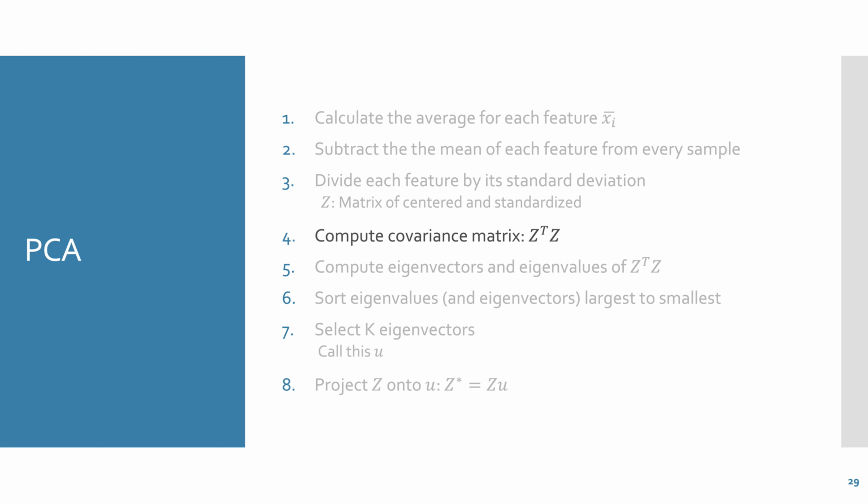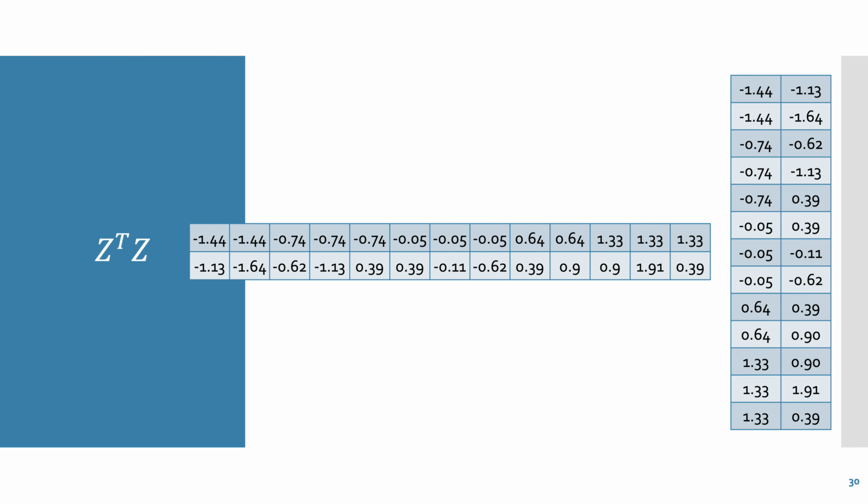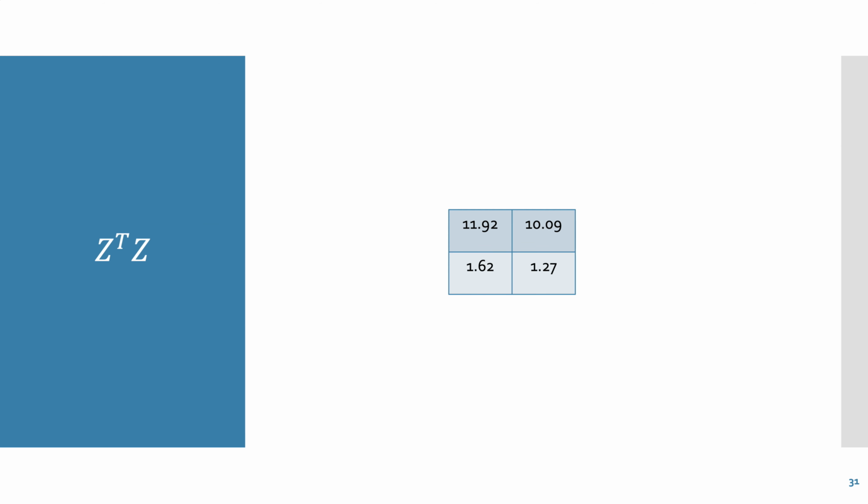We're done with all of the data pre-processing, so now we can get to the meat of the algorithm. We need to compute our covariance matrix. The covariance matrix is computed by Z transpose Z. This just gives us some sense of how the features vary with respect to each other. This operation will give us a 2x2 matrix. If we had D features instead of 2, we would get a D x D matrix as our covariance matrix.